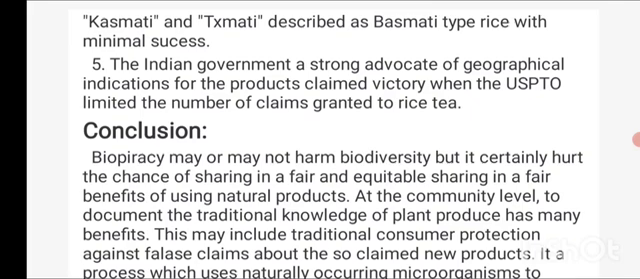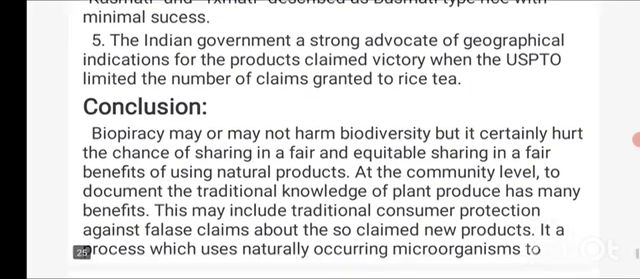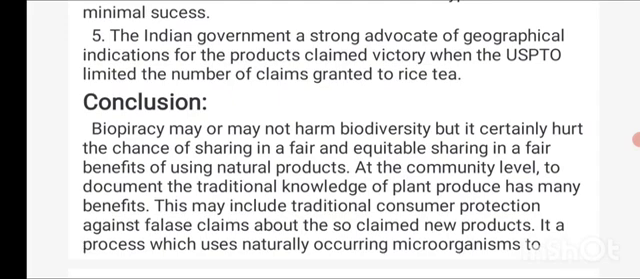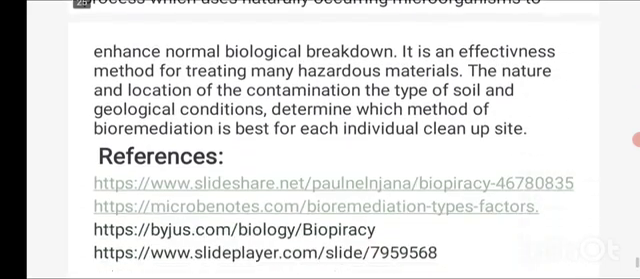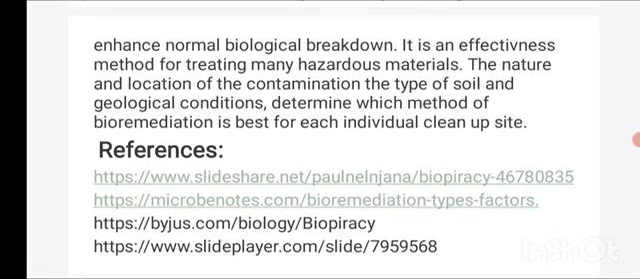National and equitable sharing of fair benefits from natural products at the community level, with documentation of traditional knowledge and plant products, have many benefits. New products can be developed by processes that use naturally occurring microorganisms to enhance normal biological breakdown. It is an effective method for treating many hazardous materials, and the nature and location of the contamination determine the methods of bioremediation for each individual case.